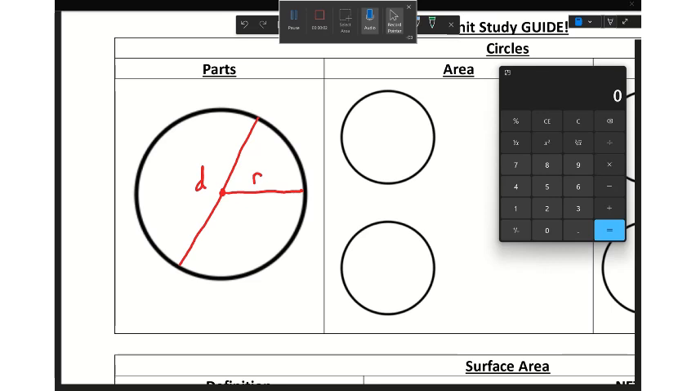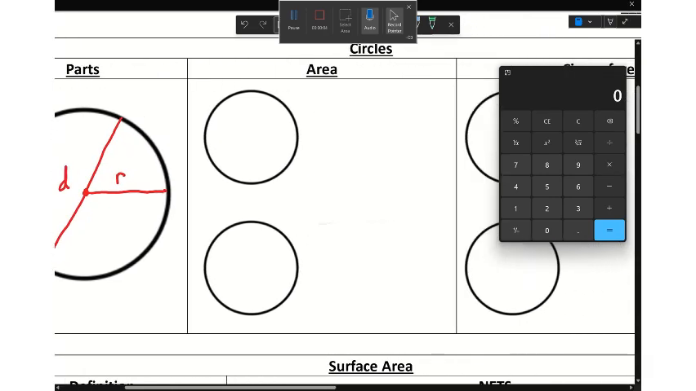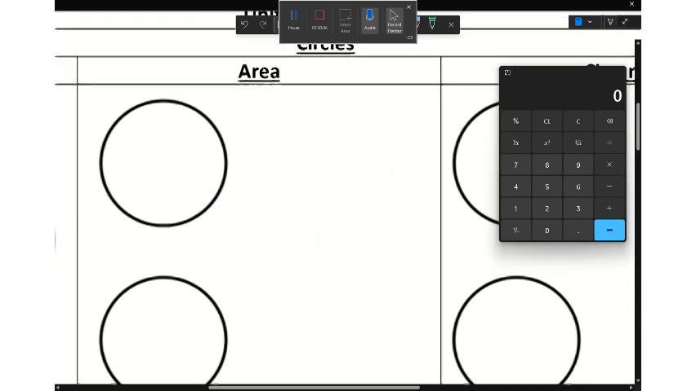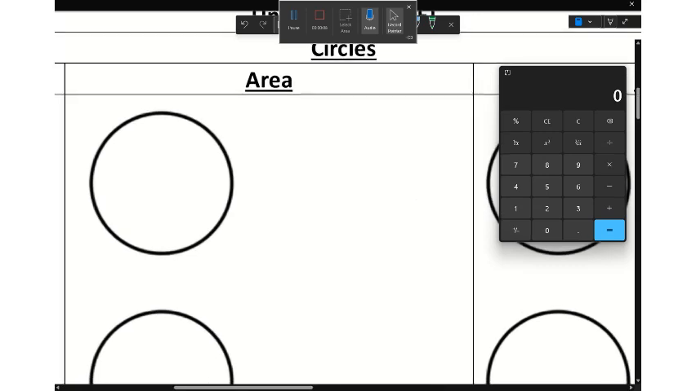Now that you have the parts of the circle down, let's take a look at the area problems that we're going to need. Now, the first thing that I want you to write down is the area formula for a circle. Next to where it says area, the area formula is capital A is equal to pi times radius squared. Now, don't forget we use 3.14 for pi, and r just represents radius.